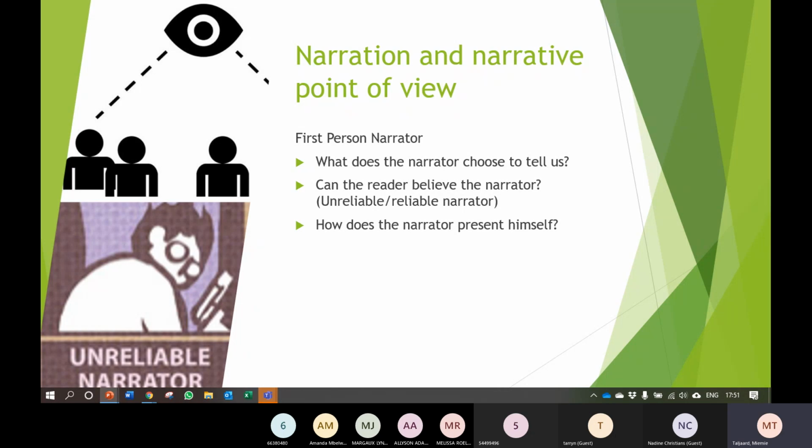How does the narrator present himself? And that is quite important. It will be a good idea if we can go through it. Unfortunately, I can't share my screen with you because I am reading. I only have the book on my tablet, not on my laptop, but it would be a good idea if you would open your books at the first chapter.